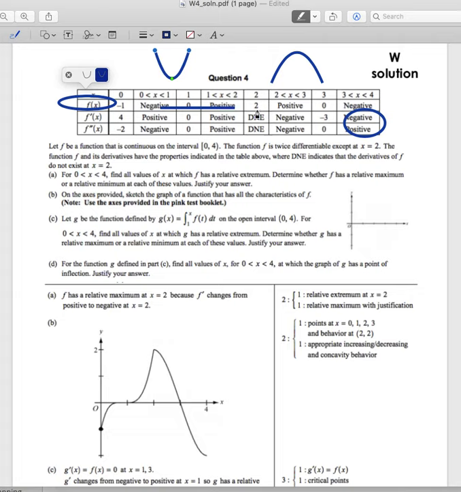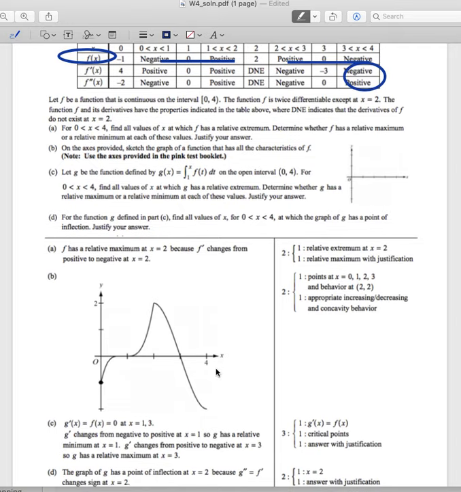F also changes sign across x equal 3. Notice it doesn't do it across x equal 2. F is positive and stays positive. But across x equal 3, F changes from positive to negative. That means G prime changes from positive to negative. G changes from increasing to decreasing. G has a maximum. G looks like that across x equal 3. So again, you're using the first derivative test to justify your answer.